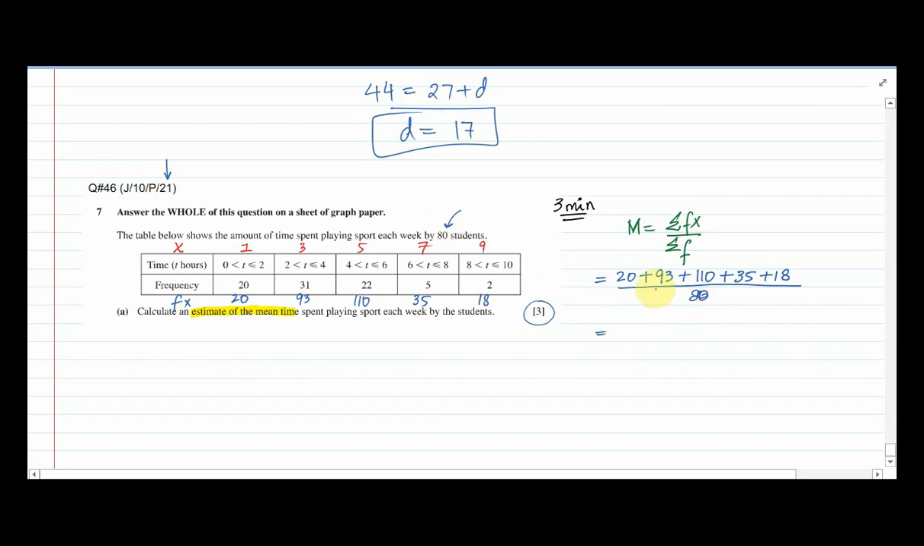Alright, now I need to add all those values, so 20 plus 93 plus 110 plus 35 plus 18 sums up to 276, divided by 80. So when you divide it by 80 it leads to 3.45 and that is your answer. So you can observe that the question is quite easy, and with respect to the question the 3 marks are very good marks to score in such types of questions.